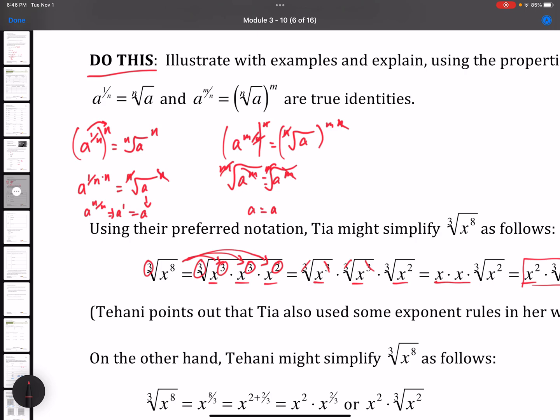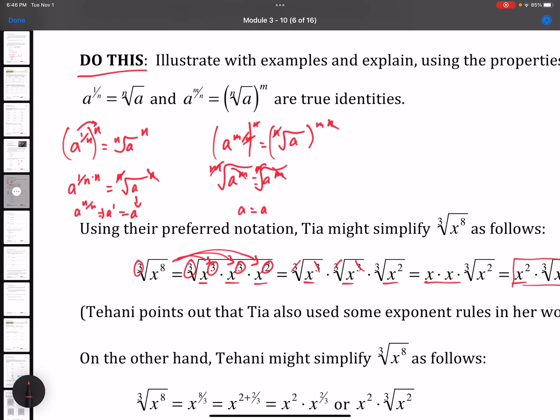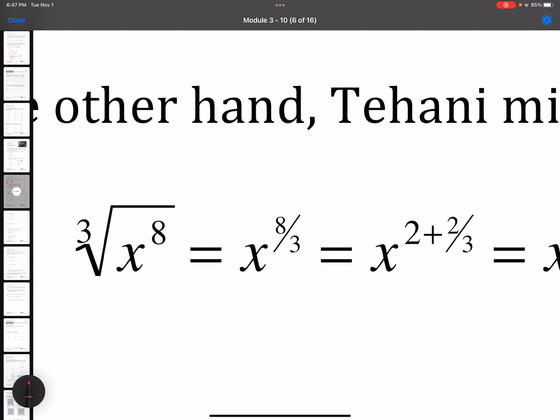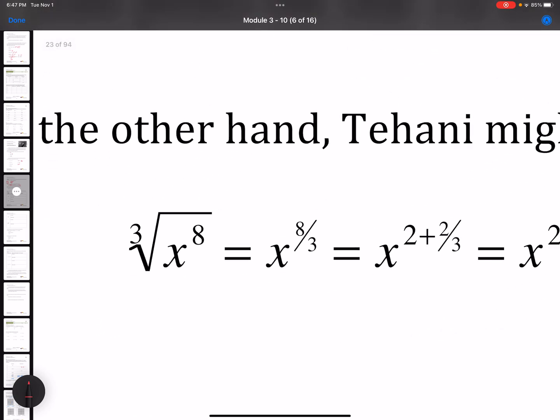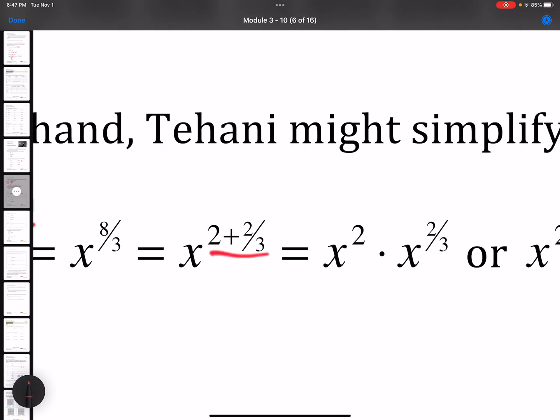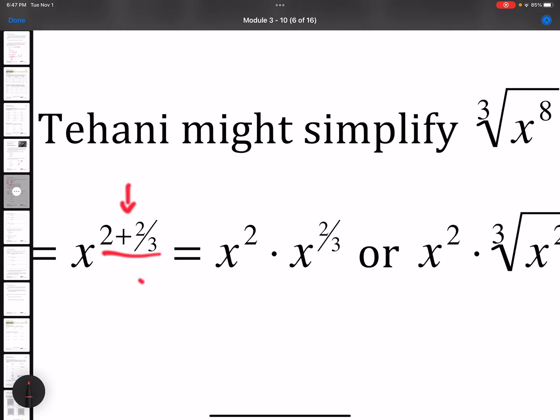Also, Tahani points out that Tia used some exponent rules in her work. Okay, great. Thank you for that, Tahani. We appreciate your input. But now let's look at how Tahani would simplify hers. On hers, she would make this a fractional exponent where she brings the radical into the denominator of the exponential fraction. And then she separates it out into a mixed number.